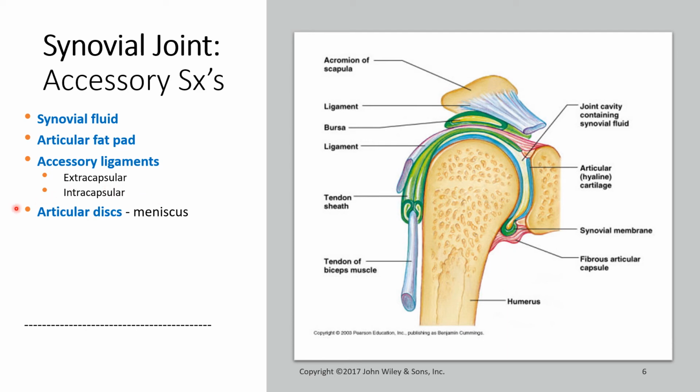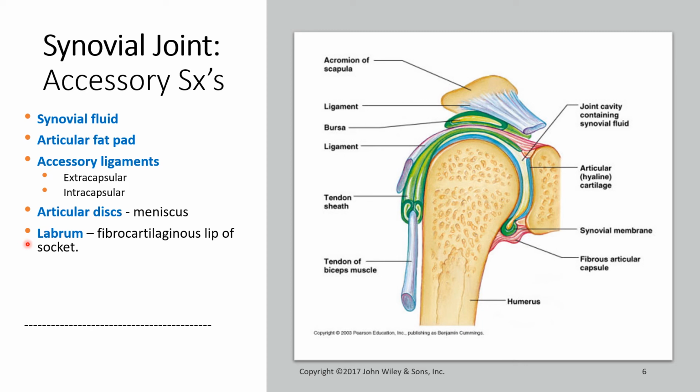Many joints will have articular discs. In the knee, that's going to be the meniscus, and you've got a medial and lateral meniscus. You've got articular discs up in your temporomandibular joint, up in your jaw, in your intervertebral discs, obviously, and lots of different types of discs throughout your body.